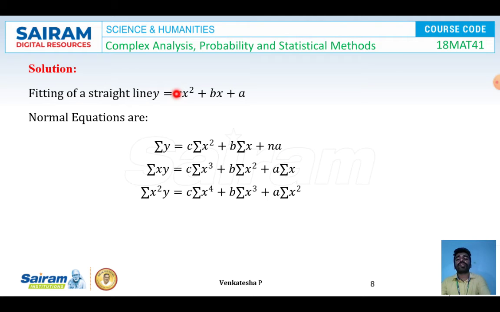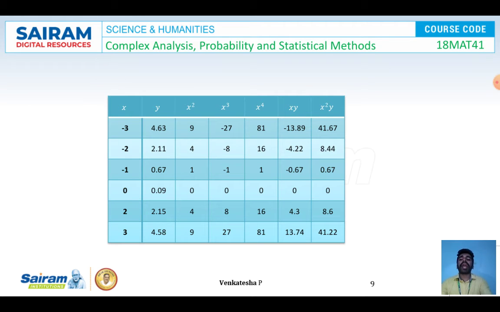Multiplying x² on both the sides, we get summation x²y = c summation x⁴ + b summation x³ + a summation x². Now I am going to calculate the value of summation x, summation y, summation x², summation x³, summation x⁴, summation xy, summation x²y using a tabular column. So the column must have all these values.